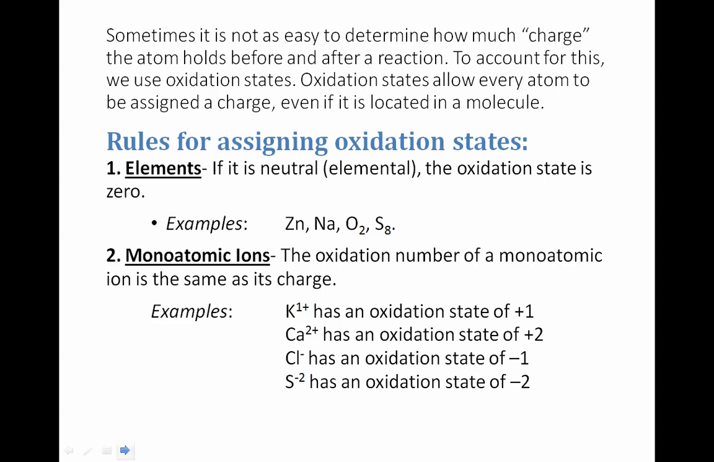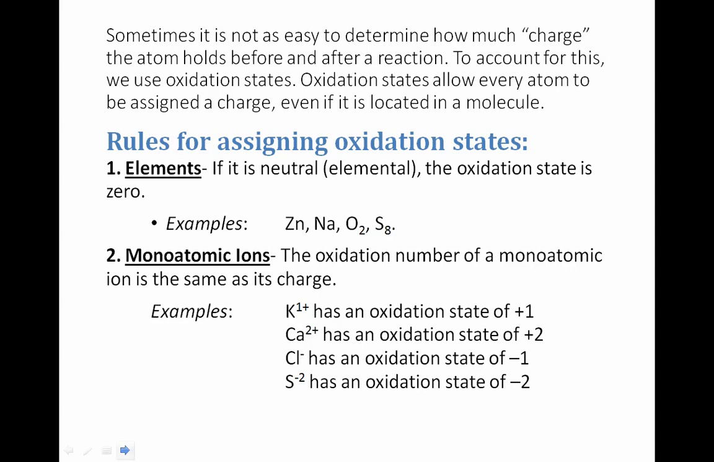And because of that, we have to use what's called oxidation states to help assign charge to specific atoms. And assigning those charges to those specific atoms will then make it just as easy as what we just did to figure out which one's reduced and which one's oxidized inside of a chemical reaction. Rules for assigning oxidation states.